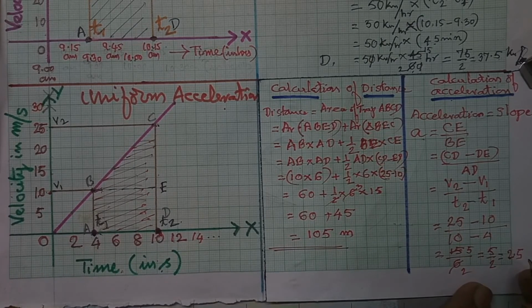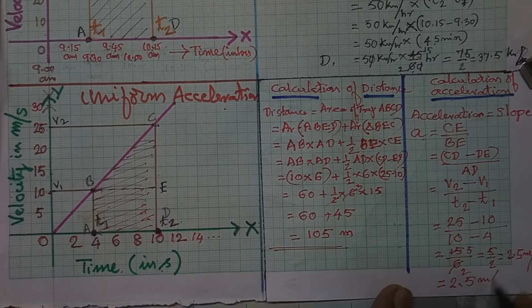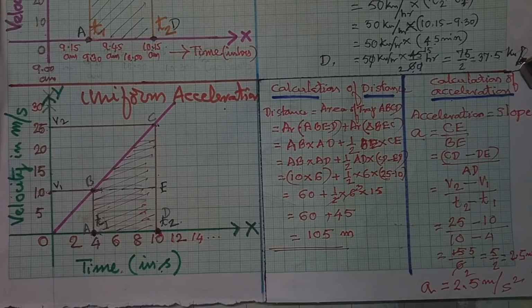What is the unit of this 2.5? We are finding the acceleration. The acceleration unit, you know very well, is meter per second square. So this is meter per second square. Finally we have got the answer 2.5 meter per second square. You have to remember that for acceleration the unit meter per second square will come. Okay, this is what I'd like to tell you, the analysis of the graphs.